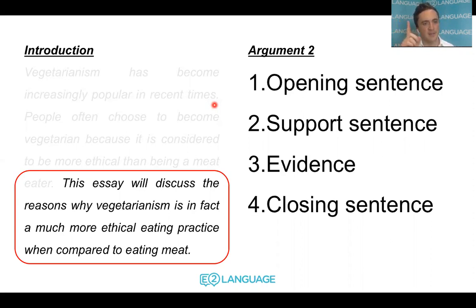Yes, okay, Prashant, well done. Good. You have not got a closing sentence though. You've got a good opening sentence. You've got good support and some evidence, but no closing. So please write your closing sentence as well.